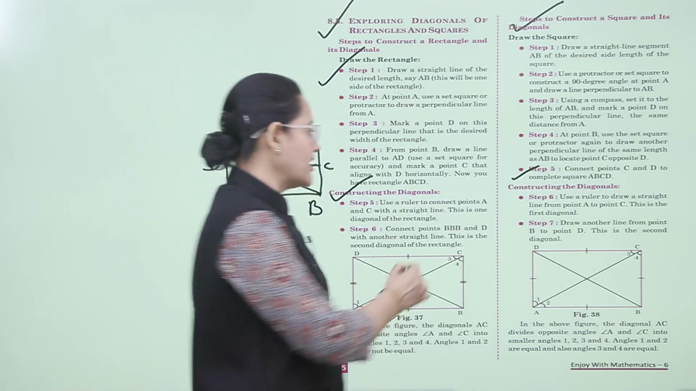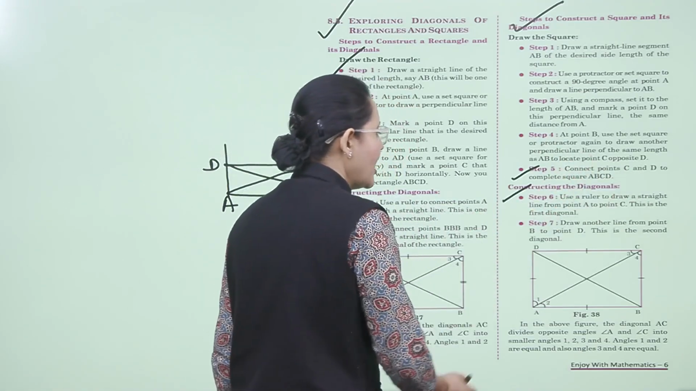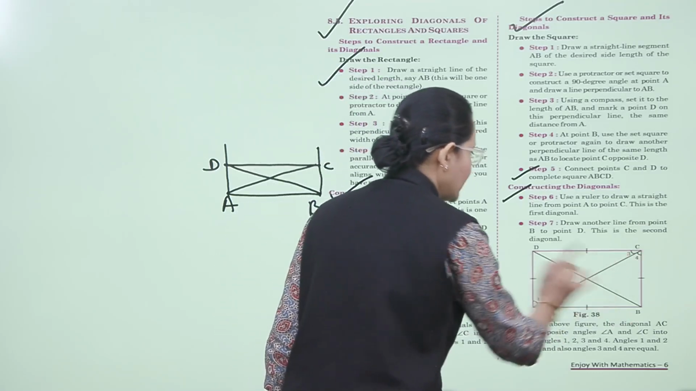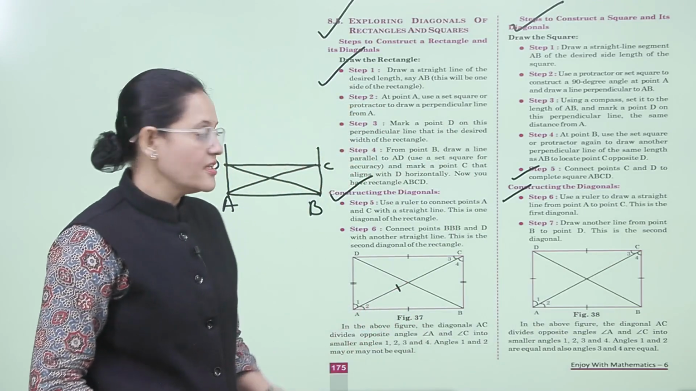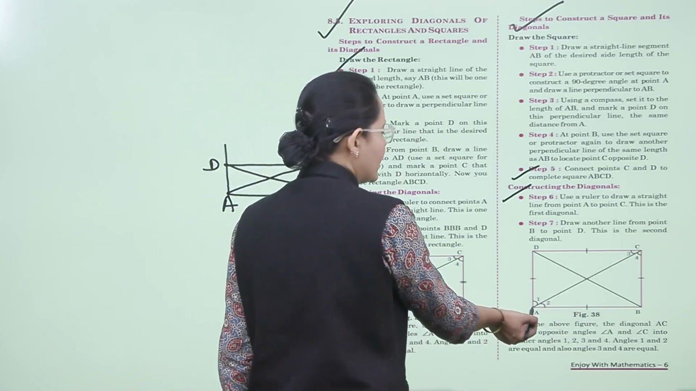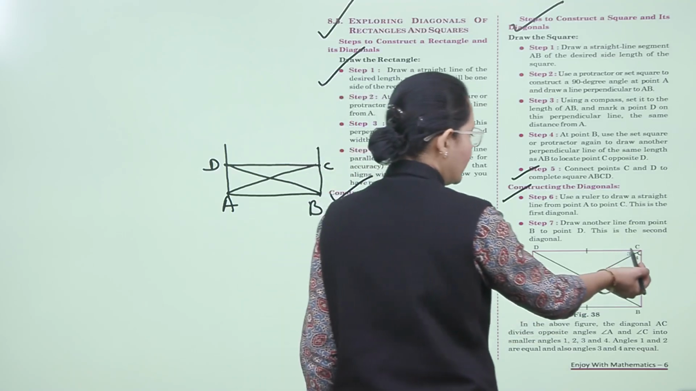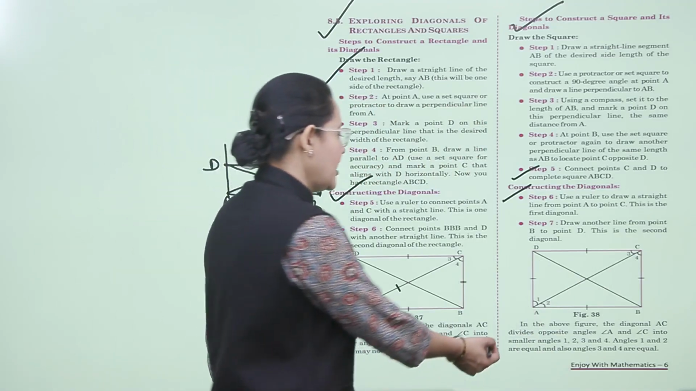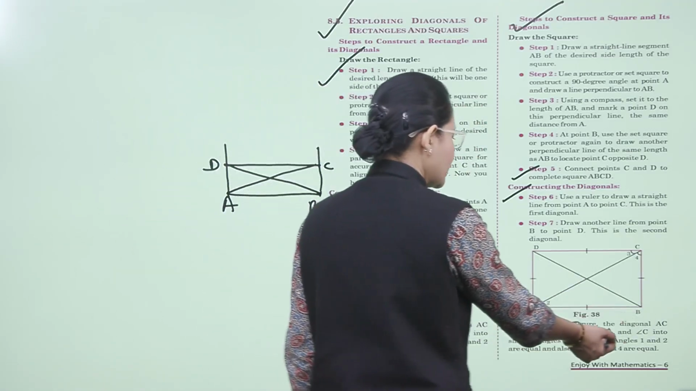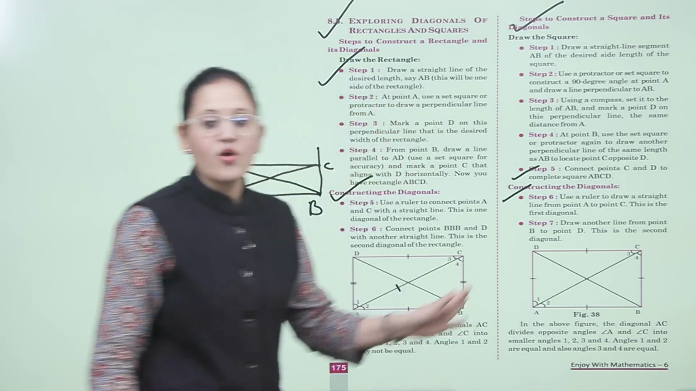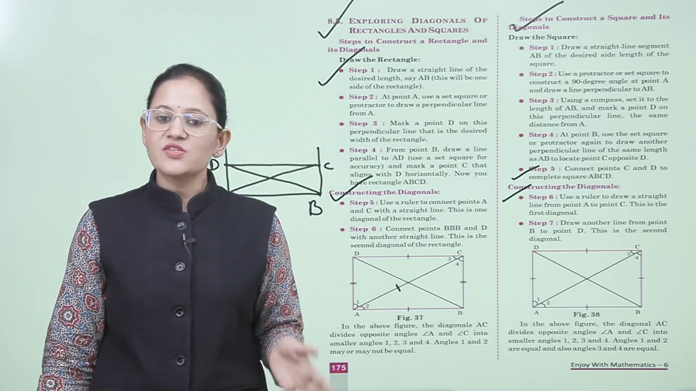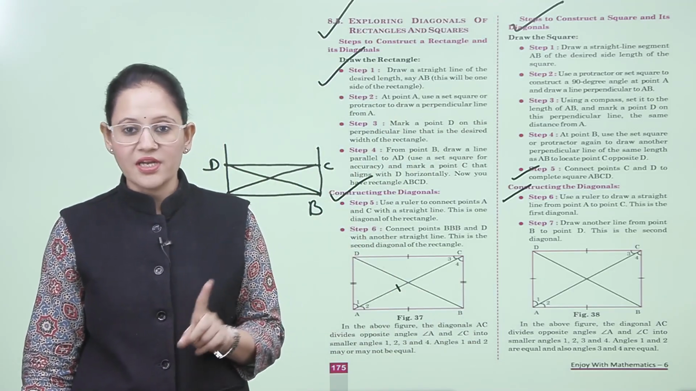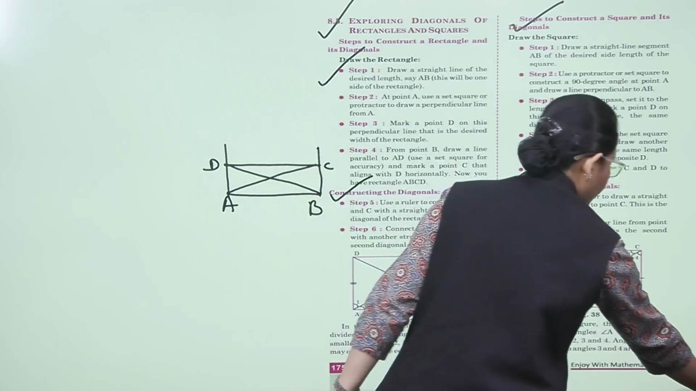Now we have to construct the diagonals. So we'll take the ruler and draw the straight line from point A to C and D to B. Clear? These are our diagonals. These diagonals will divide angle A into 2 parts, 1 and 2, and angle C into 3 and 4. Here you can see in the above figure, the diagonal AC divides the opposite angles A and C into two smaller angles, 1, 2, 3 and 4. Angles 1 and 2 are equal and also angles 3 and 4 are equal. Clear? Two equal angles.